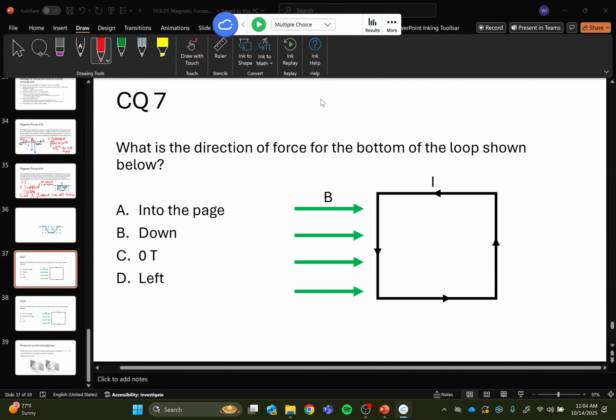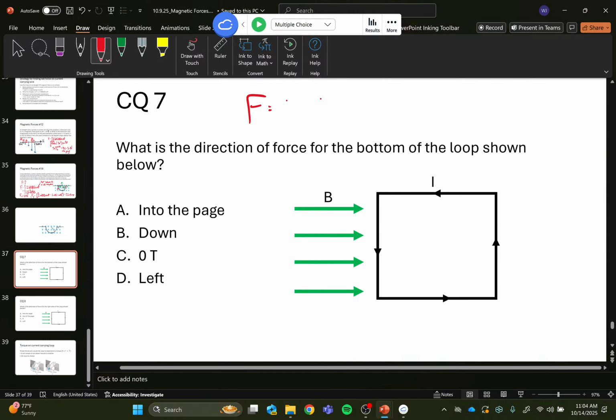All right, so my magnetic field is to the right. My current is also to the right. So if we try to use right-hand rule, we run into a problem. Remember right-hand rule, I want to swing it in the direction of B. It's already pointed towards it. So that's kind of a problem.